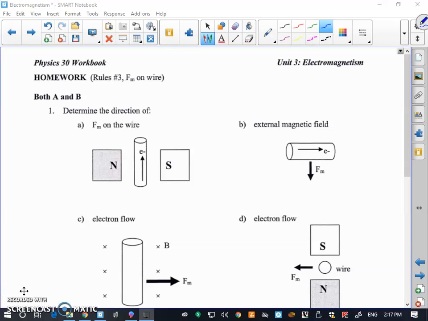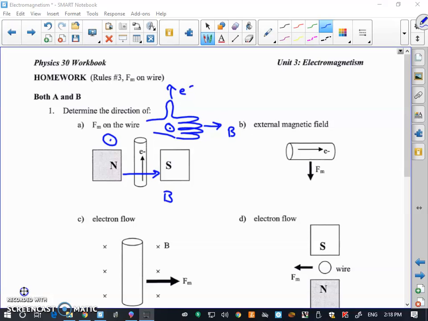I call it the third hand rule for force because there's a force involved in a current carrying wire in a magnetic field. Okay, both A and B we're going to do. Determine the direction of the magnetic force on the wire. So the same kind of idea, right? You got your north to south, that's going to be your magnetic field. The electron's going up, and so my hand's going to be oriented like this. Okay? And so, of course, you can see that it's going to be out of the page once again because the magnetic field goes that way, electrons are moving upwards, and so it must be out of the page.